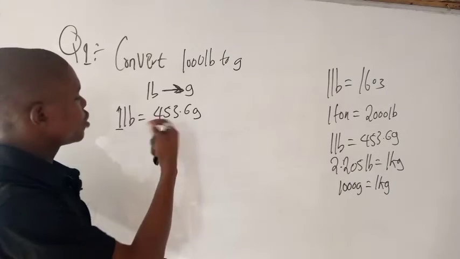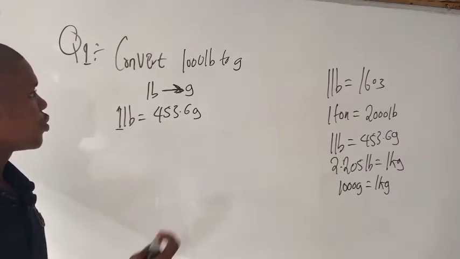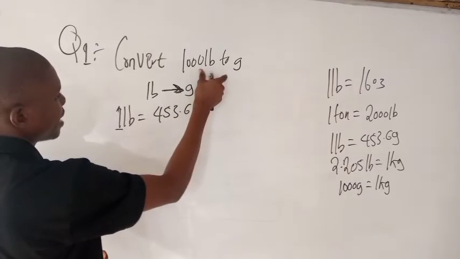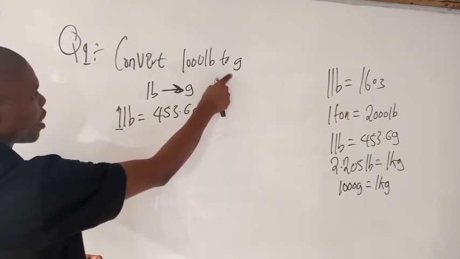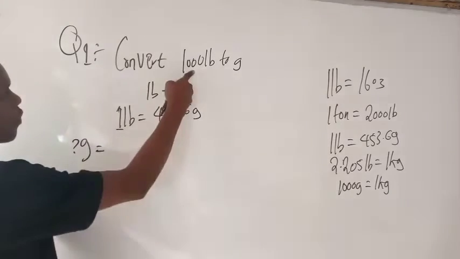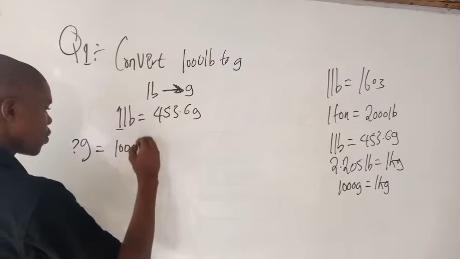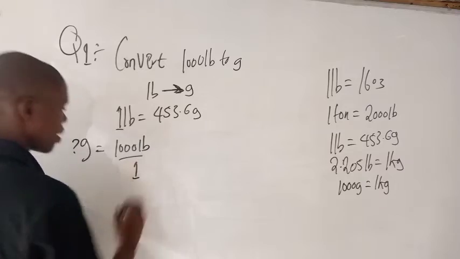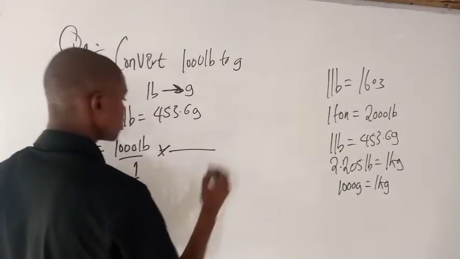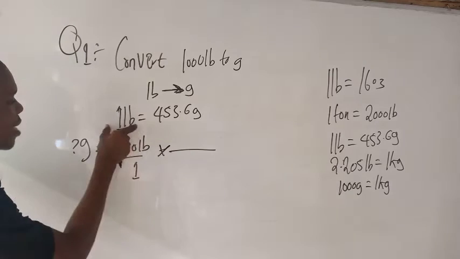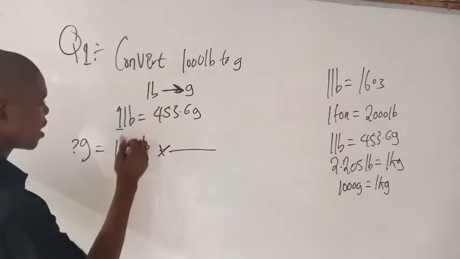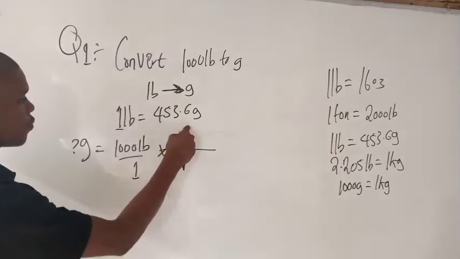So now the next step is to arrange it in such a way that you cancel units and get what we desire. Let me write it now in a mathematical statement. We are converting to gram, so gram equals what we are converting: 1,000 pounds over 1, times. Now I will arrange it such that pounds will cancel pounds. This one will move to the bottom, this will move to the top.